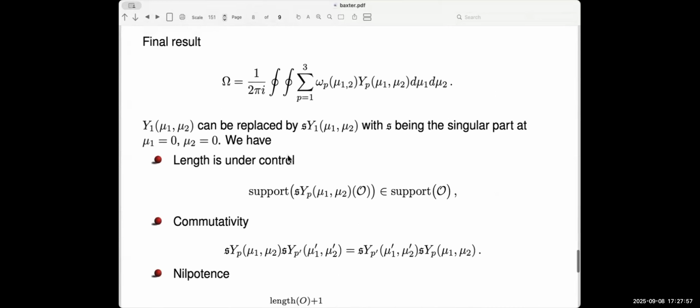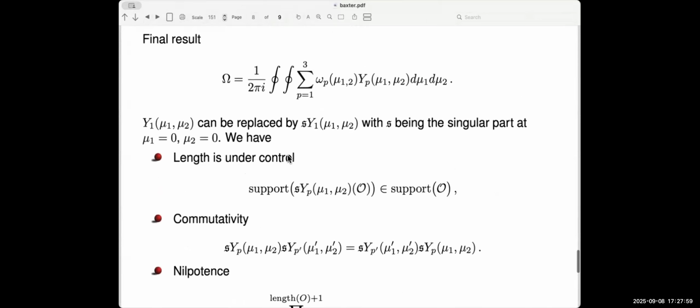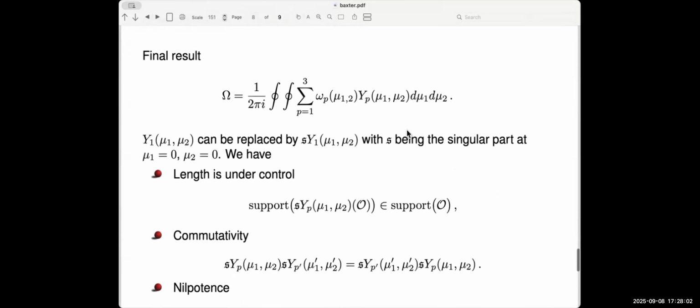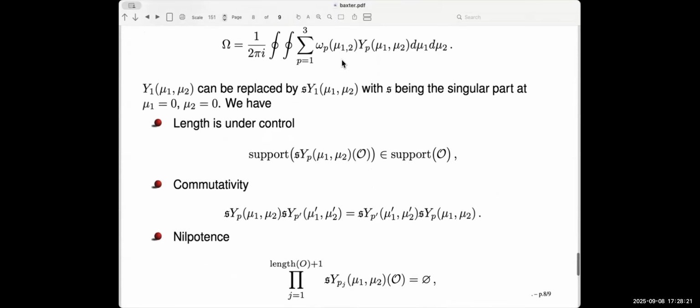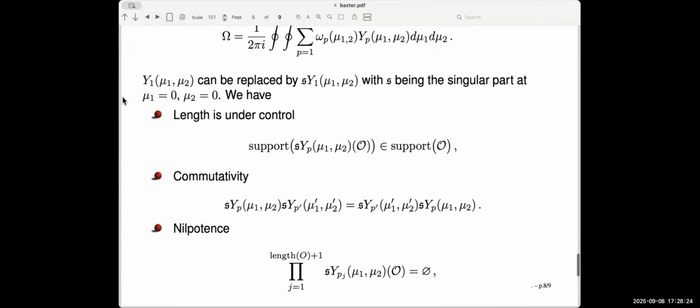Sorry? So, in this formula it is clear that the functions omega are analytical, so they are regular at the point mu1, mu2 equal to 0. So that's why here I can replace this y1 by y, etc., by sy, which means s is a singular part of y.